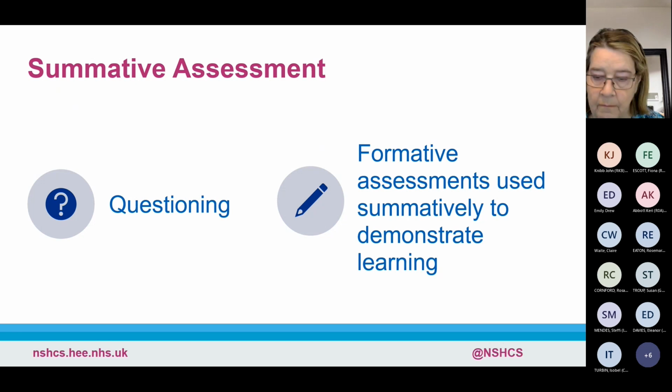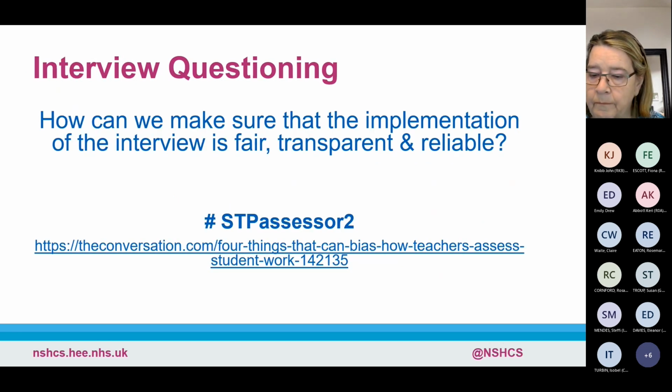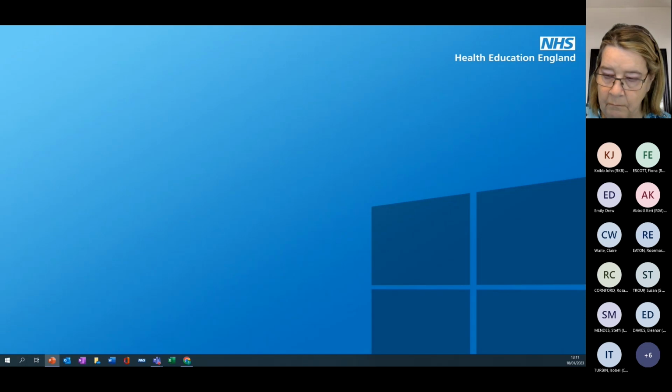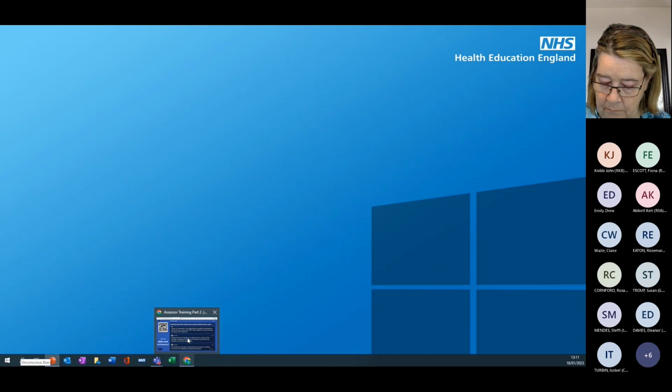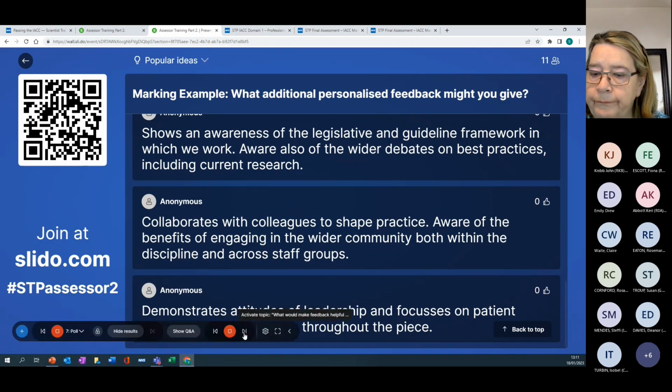So in terms of interview questioning, I'm going to ask you a quick question here. How can we make sure that the implementation of the interview is fair, transparent and reliable? Because we've got to make sure that it is, and it is quite a challenge in that sense, because you're having to balance the fact that each of the individual trainees are going to have a different experience.